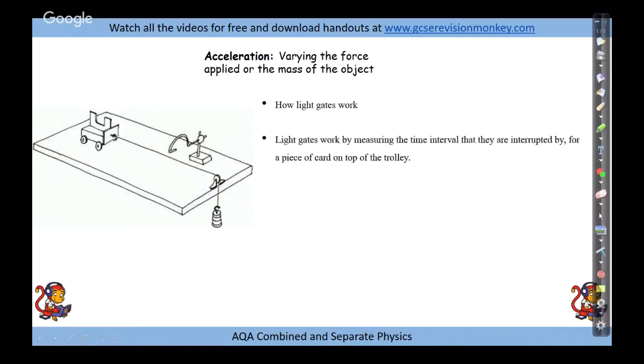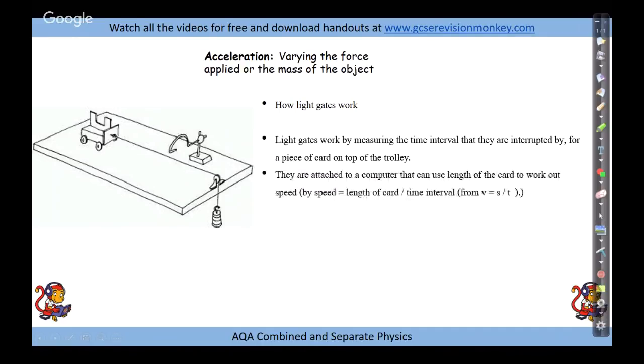So how the light gates work. The light gates work by measuring a time interval that they're interrupted for. They're connected to a computer, and that computer will record when something blocks the beam, and how long that time interval is. And there's the piece of card on top of the trolley that's going to break that beam.